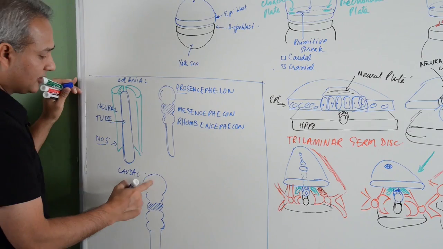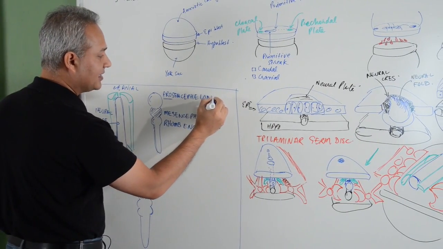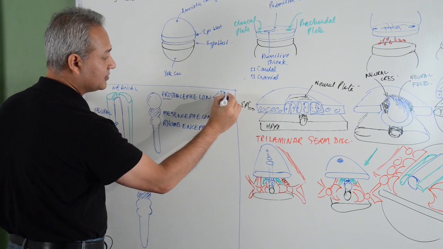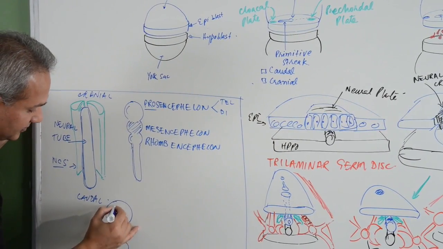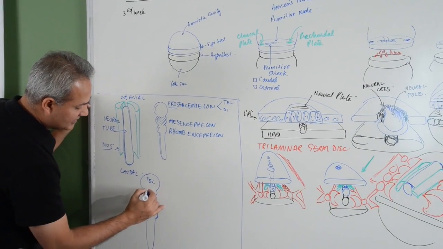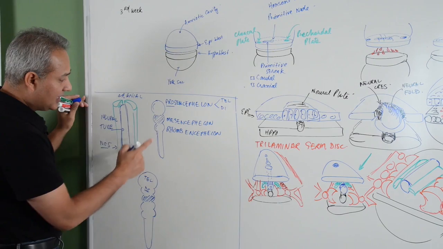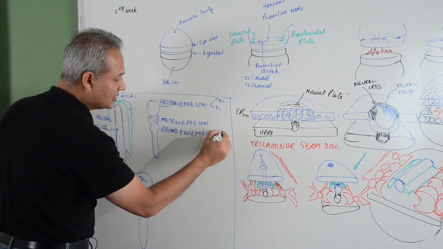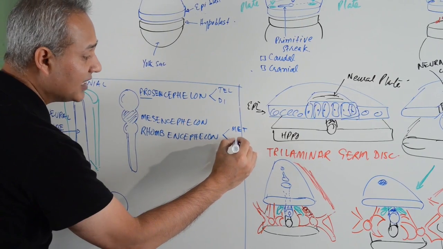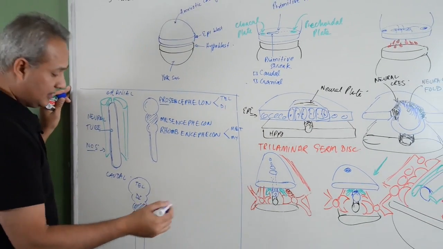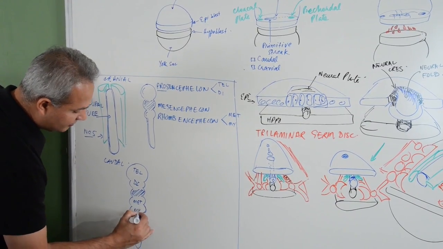So, now what we have gotten is the telencephalon. The prosencephalon has become divided into the telencephalon and the diencephalon. This is telencephalon, this is diencephalon. Mesencephalon stays the same. Now, the rhombencephalon also divides into two. One is the metencephalon and the other one is the myelencephalon. So, metencephalon is here and myelencephalon is here.